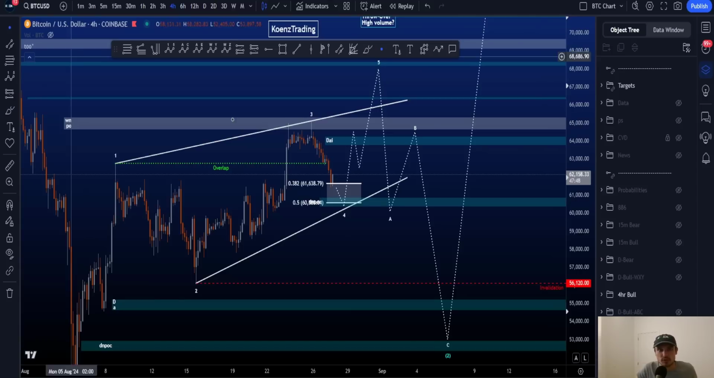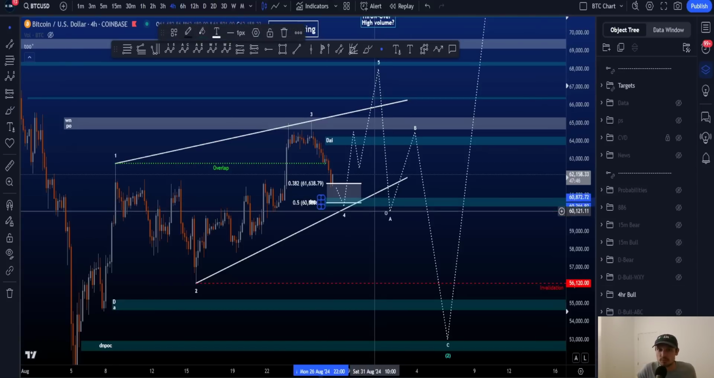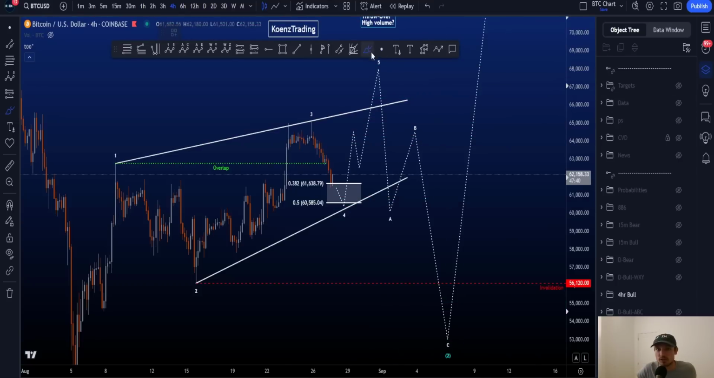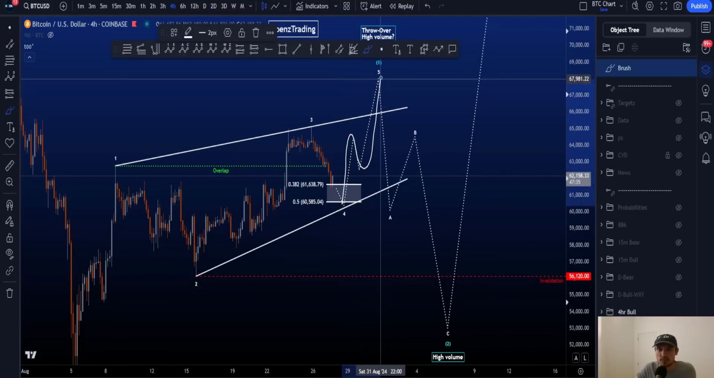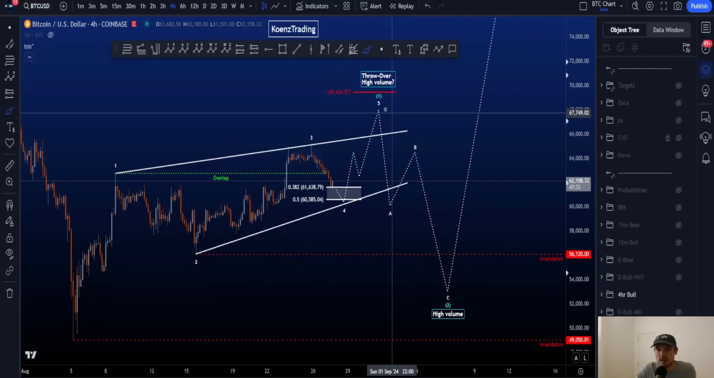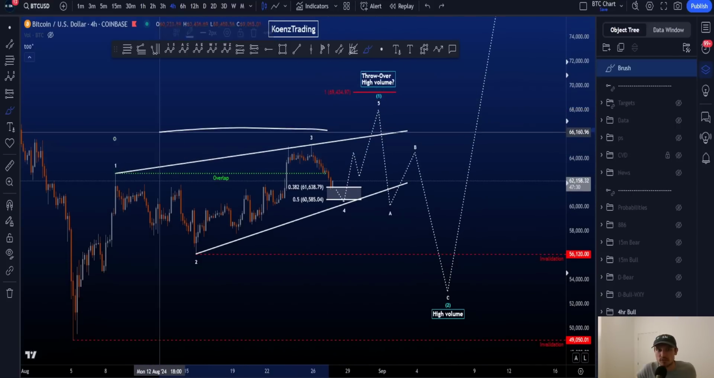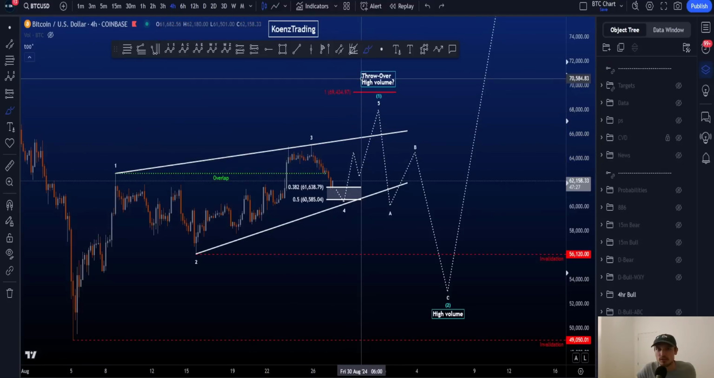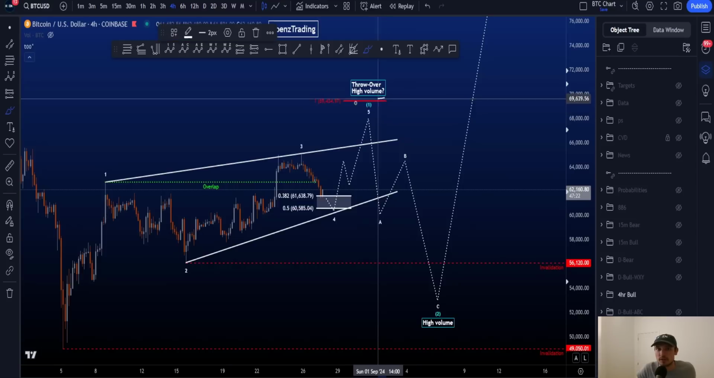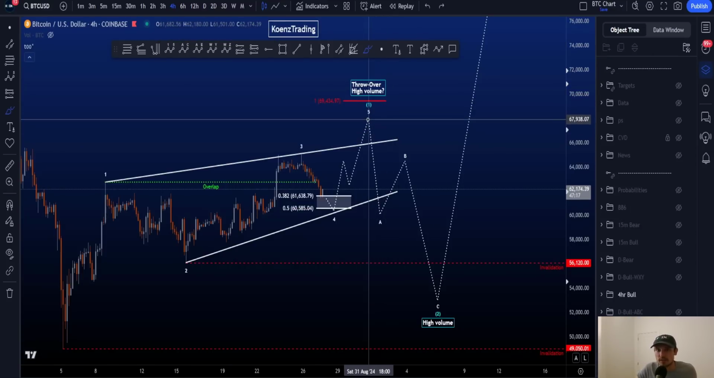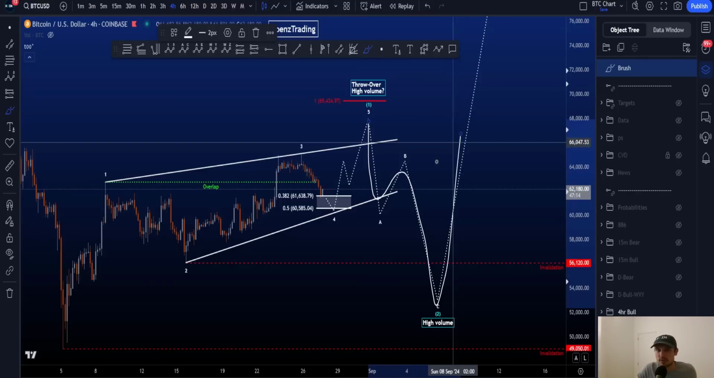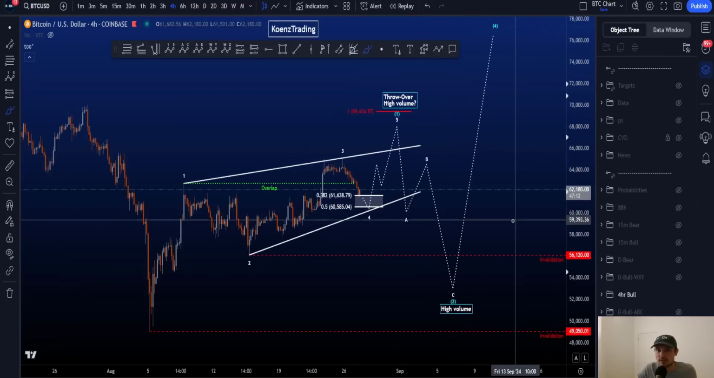Now, in this box, we do still have some additional support, which is the blue box here, 60.3k to 60.9k, in case price does want to come down once more. After wave 4, we're going to be looking for a 3-wave structure to the upside in wave 5. What is common for a wave 5 is to overshoot the 1-3 trend line, also known as a throw over, and preferably that happens on a high amount of volume to fake out a potential impulsive continuation. After this 5, we then look for a deep 3-wave corrective structure and continuation towards the upside.